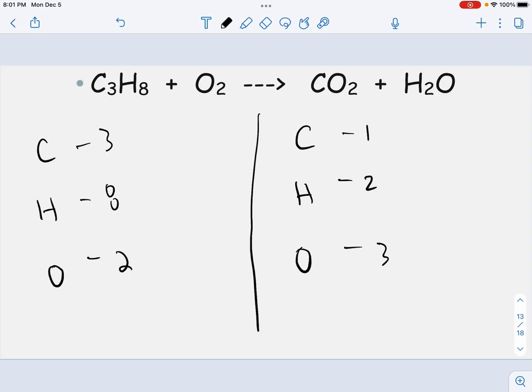But we want to leave hydrogen and oxygen for last, so let's focus on carbon. The first thing we're going to do, in order to get 3 carbons on the right-hand side, is put a 3 in front of CO2. Now we have 3 carbons, and we have 3 times 2 is 6, but we have to add the 1 oxygen out there, and we've got 7.